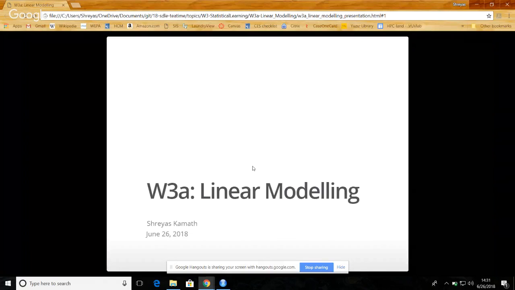Tea time. Today's topic is linear modeling. So first, we'll go over the theory behind linear modeling, just a basic introduction to the concepts, and then we'll practically step through some code and see how to implement simple linear regression models in R.